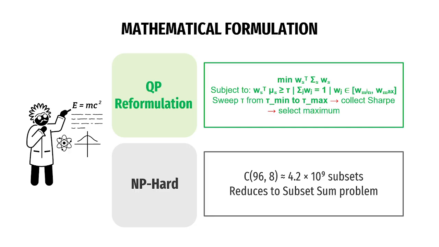Instead of maximizing the ratio, we fix a target return tau and minimize portfolio variance. We sweep tau from the minimum achievable return up to the maximum, collect the Sharpe at each point, and select the portfolio with the highest Sharpe. This converts one hard nonlinear problem into many easy quadratic programs.